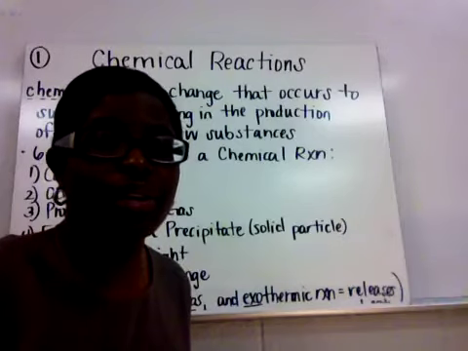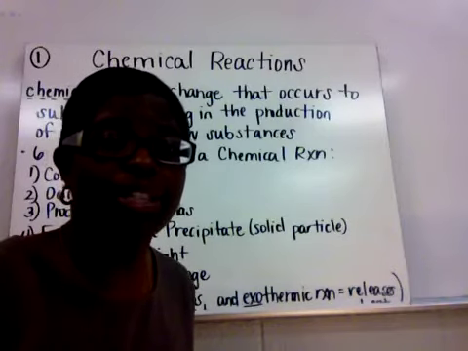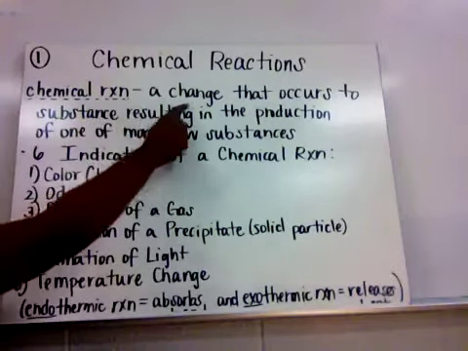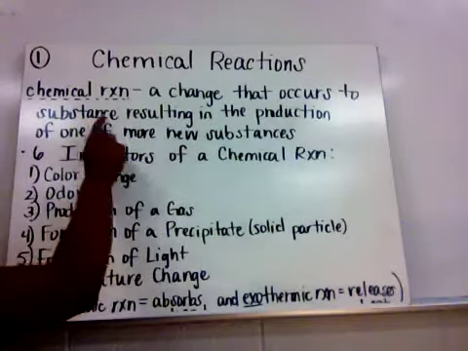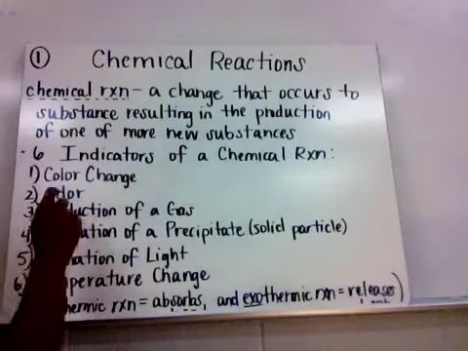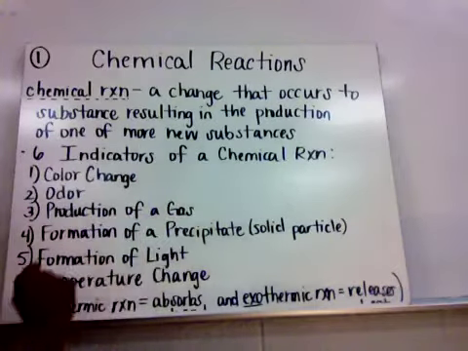So in this video, you're going to learn about the different types of chemical reactions. So we're going to start from the top. A chemical reaction is a change that occurs to a substance resulting in the production of one or more new substances. There are 6 indicators of a chemical reaction.